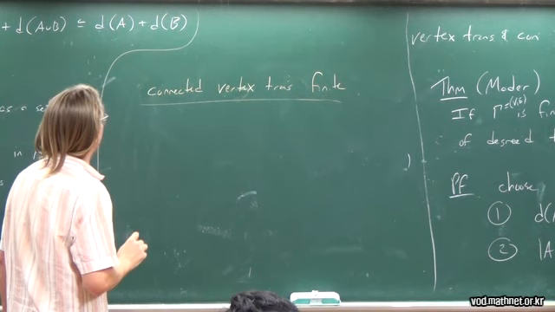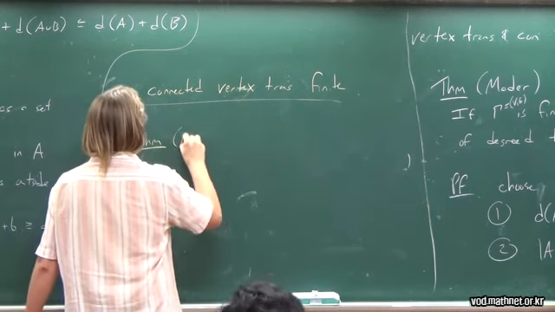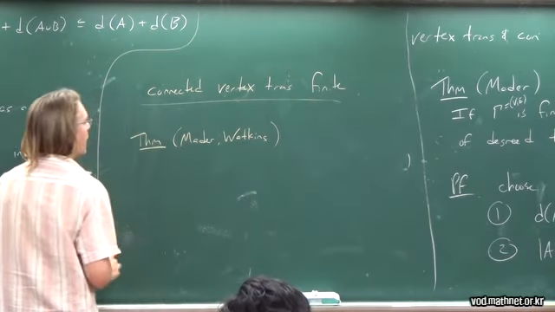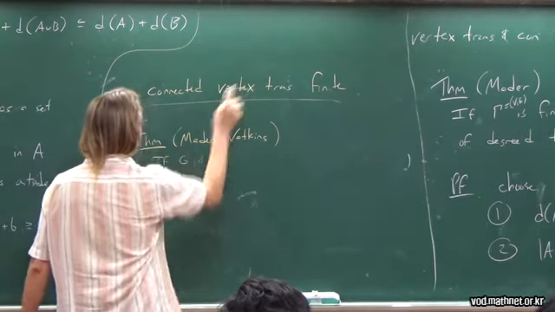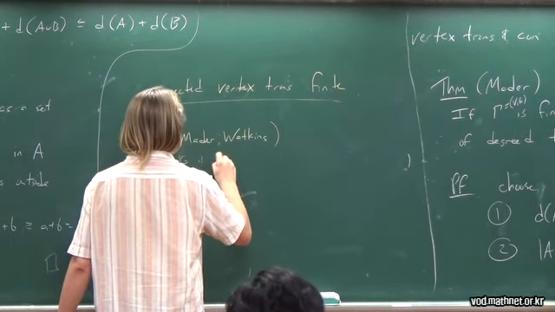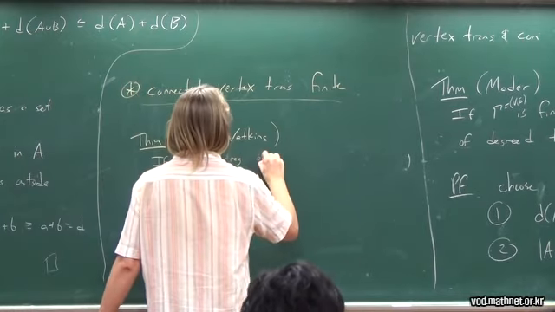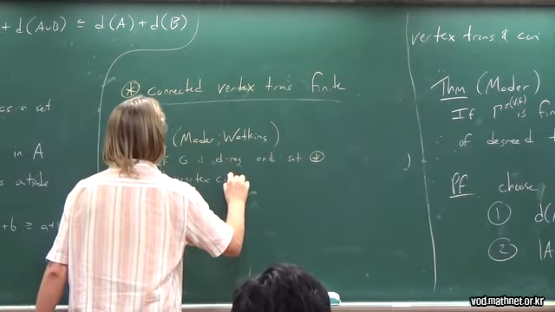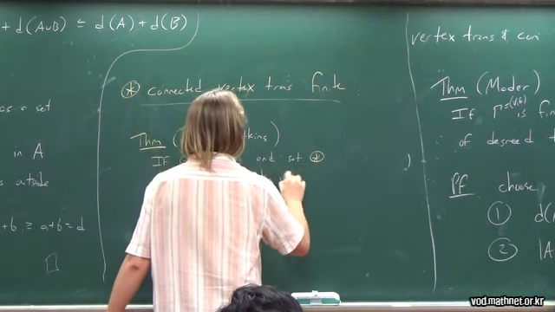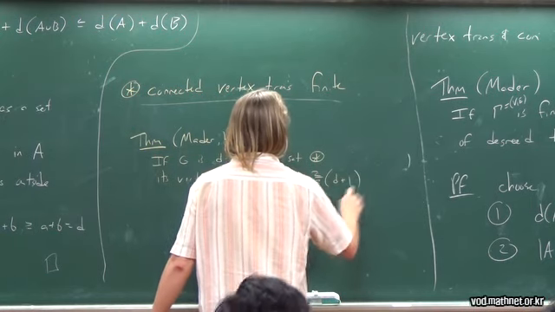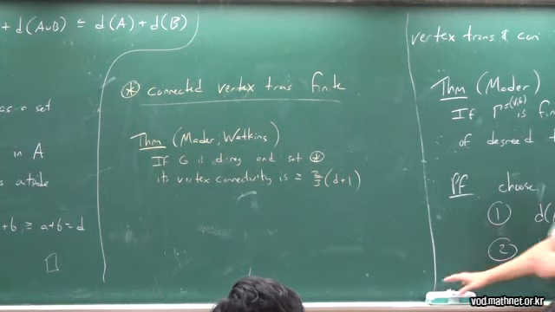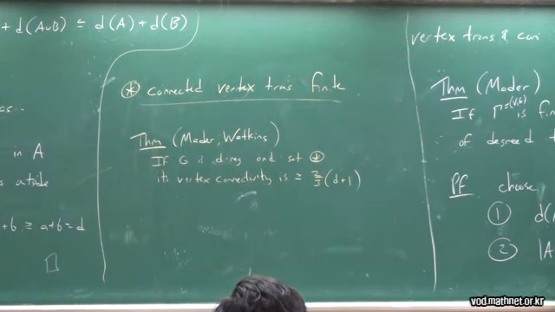And so there are a couple nice theorems. There's a theorem due to Mader and Watkins that says that if G is d-regular and satisfies star, then its vertex connectivity is at least 2/3 d plus 1. So if I give you a connected finite vertex-transitive graph that's d-regular, then the vertex connectivity is always at least 2/3 d plus 1. Let me show you the tight instance for that.